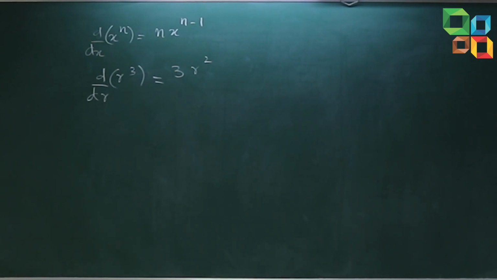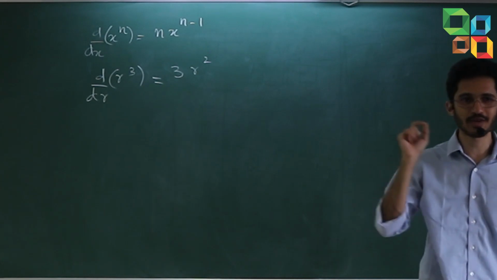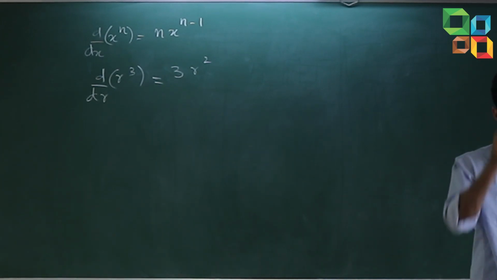After that, product rule. If you have u into v, its derivative is derivative of first function into second function plus first function into derivative of second function. Last one, quotient rule. The difference rule is actually not a new rule. It just follows from the sum rule and the constant rule. The quotient rule mantra we have to remember: denominator into derivative of numerator minus numerator into derivative of denominator, by denominator square.